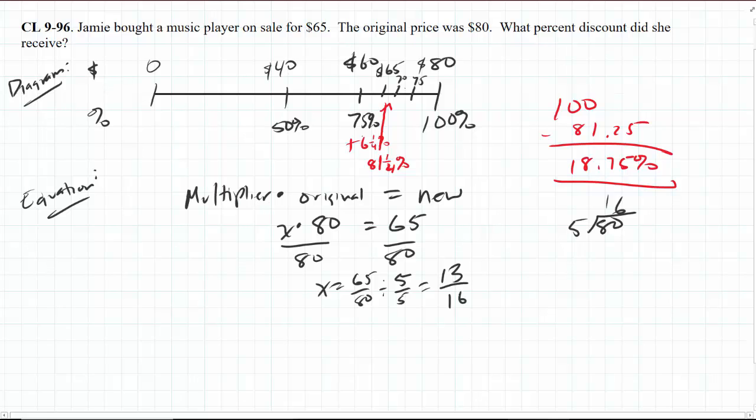We paid 13/16 of the original price, which means that the discount is 3/16. Again, we'll find the percent discount by dividing 16 into 3.0. Let's see, 16 goes into 30 once. 1 times 16 is 16. Subtract that, we get 14.